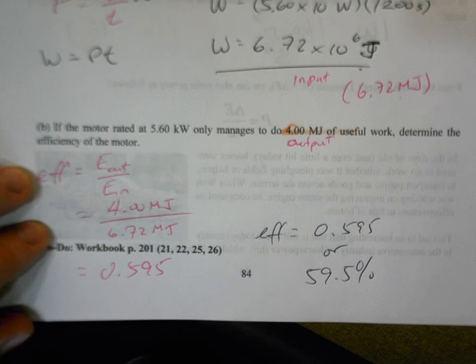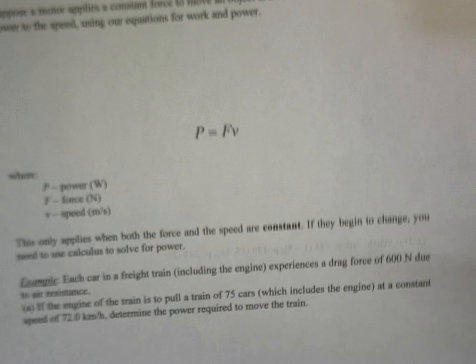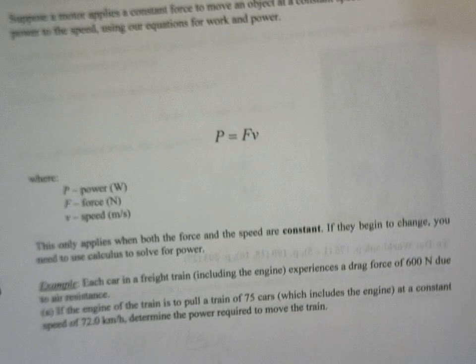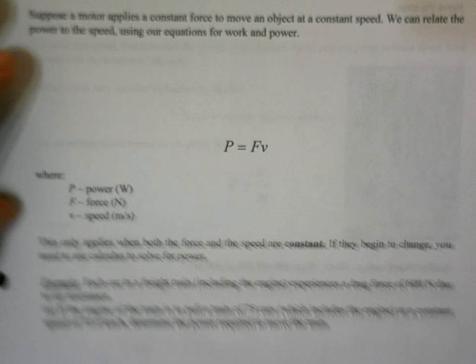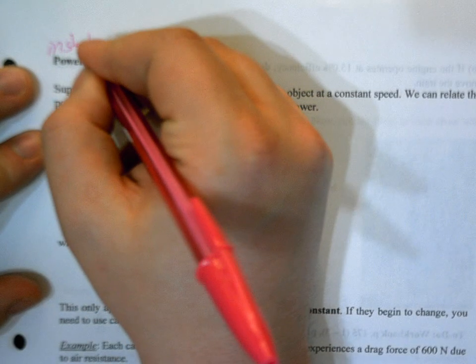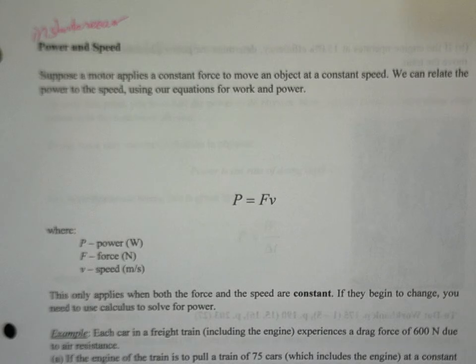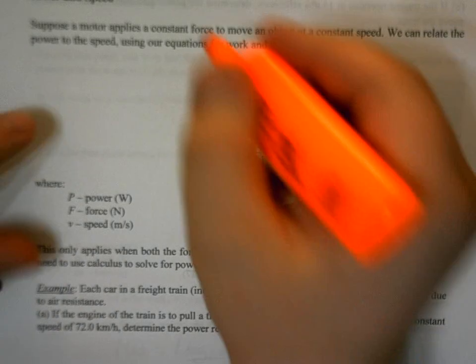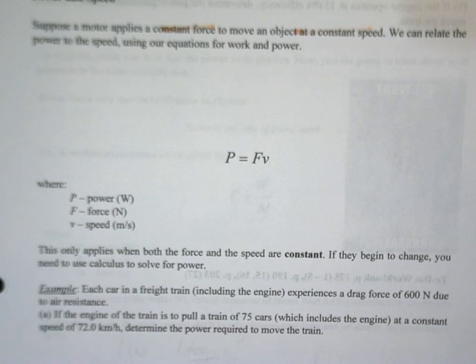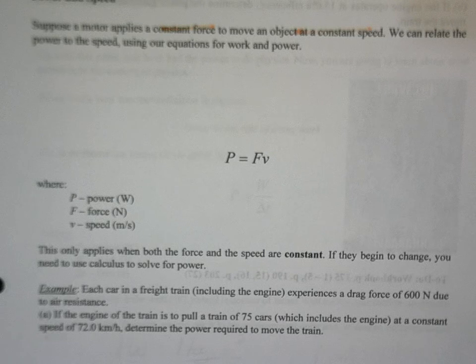The last thing we'd like to look at is the relationship between power and speed. If we have a motor, I want to put the word instantaneous here. Really what we're looking at is the power at one snapshot in time. Back in kinematics, when we did instantaneous velocity, those were looking at velocity in a snapshot of time. We're going to do the same here. If we have a motor, it applies a constant force to move an object at constant speed. We can relate our equations with work, power and speed.